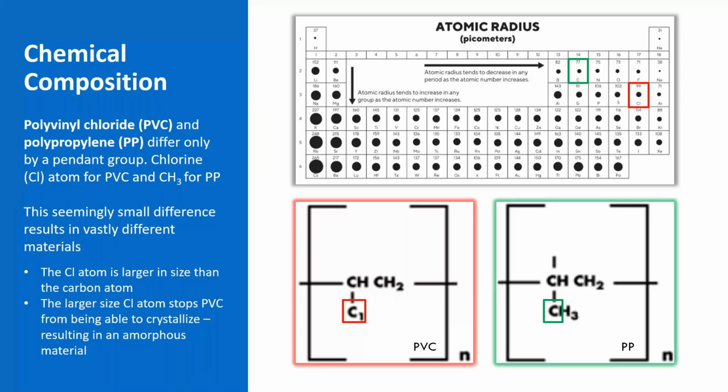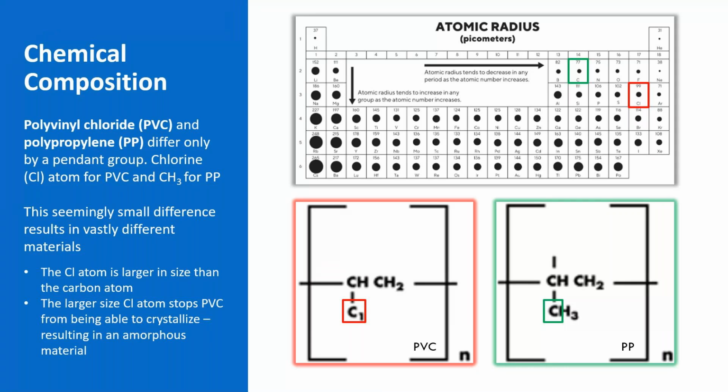There's quite a bit going on this page, but you can see the atomic radius, which is simply the size of the elements. If we're looking at PVC, polyvinyl chloride, on the bottom left, compared to polypropylene, bottom right, although the drawing looks like they are the same because it is written small, the chlorine atom hanging off of the backbone in PVC is actually quite a bit larger than the CH3 group.